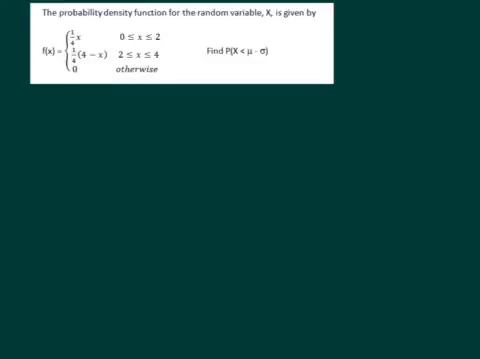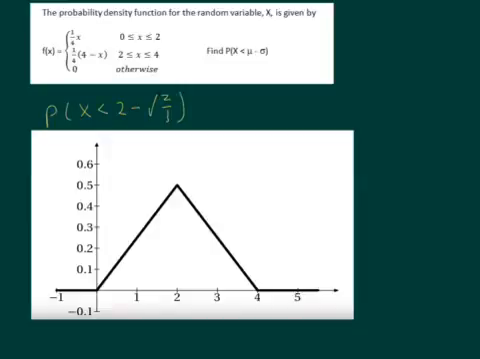And now here's our final example. Similar sort of thing, we've got this probability density function that we saw before, and this time we've got to find the probability that x is less than mu minus sigma. So we need to find the probability that x is less than mu, which is 2, minus sigma, which was root 2 thirds. Remember the variance was 2 thirds, so the standard deviation is root 2 thirds. So we could use integration to do this, but because the graph is a straight line, it is actually going to be much simpler to use geometry.